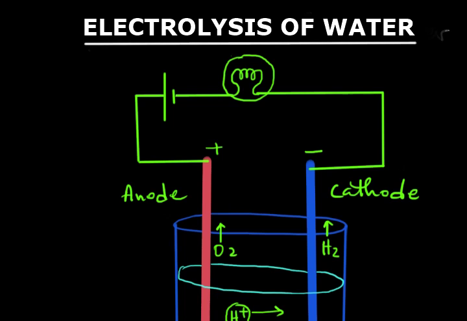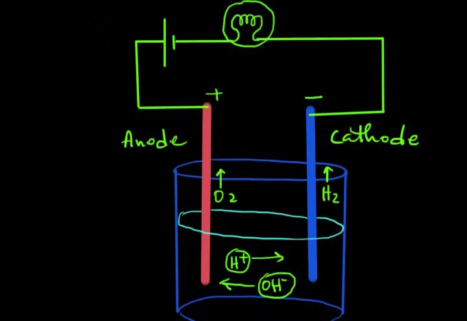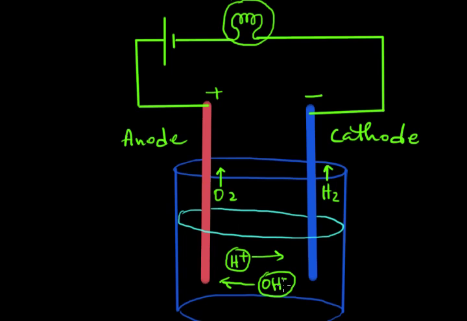That is, we have to pass electrical current through an electrolyte, which is in a fused state or in aqueous solution, resulting in the formation of new substances.